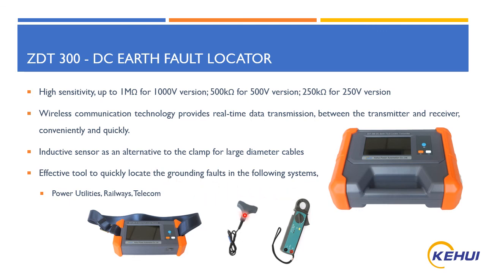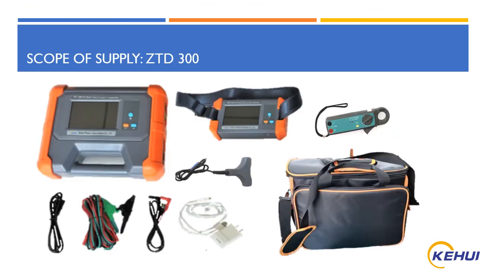We provide an additional inductive sensor to clamp larger diameter cables, and the complete package is very effective for locating ground faults in power utilities, railways, and telecommunication systems. So this is the entire scope of supply for the ZDT 300 DC earth fault locator.